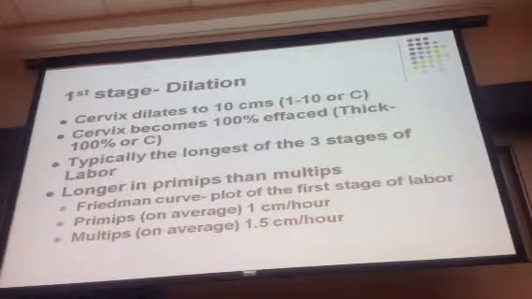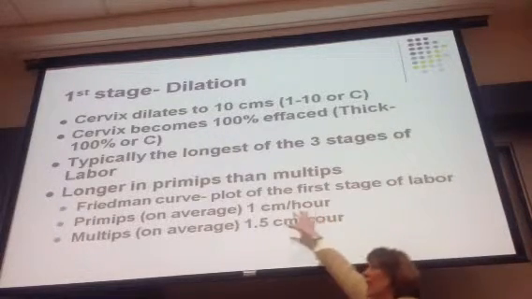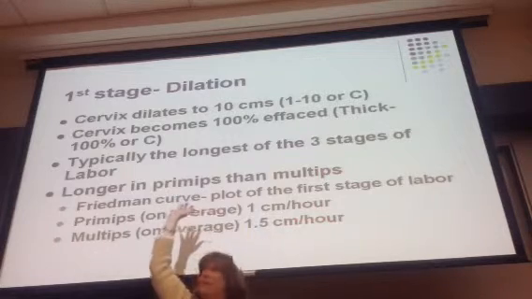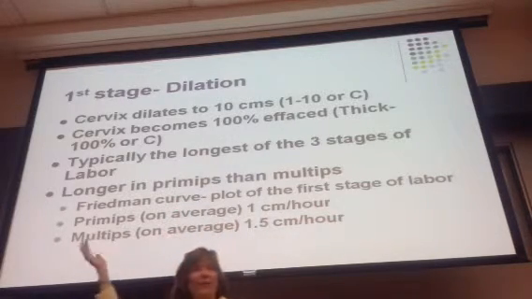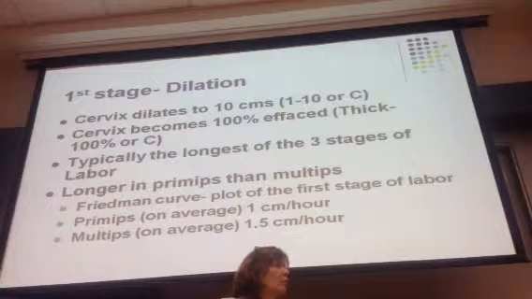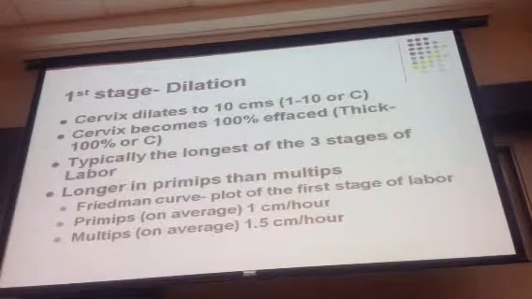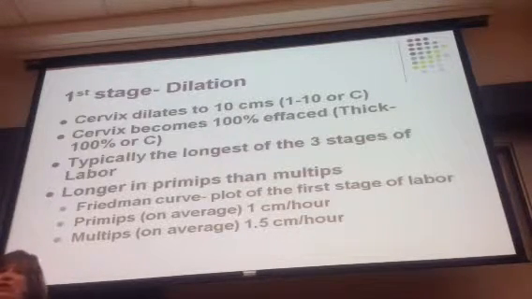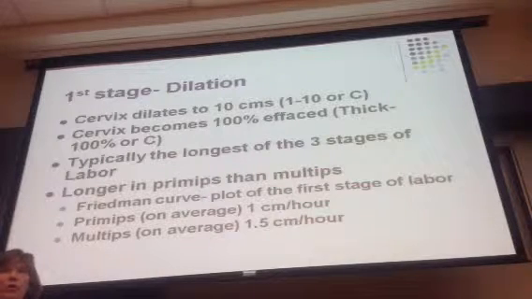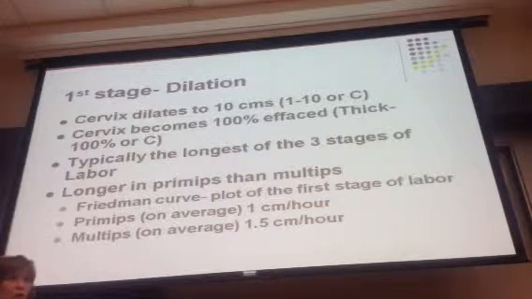So we've got to get from here to here, okay? That's the effacement and the dilation part. And that does take the longest amount of time. And primiparas usually dilate about 1 centimeter an hour, multips about 1.5 centimeters. So the good news about having more than one child is that it does get faster as you go along, in most cases, hopefully. But we can guesstimate, if we have a multipara patient, that you're going to have a faster labor than your peer who's got a primagravida.